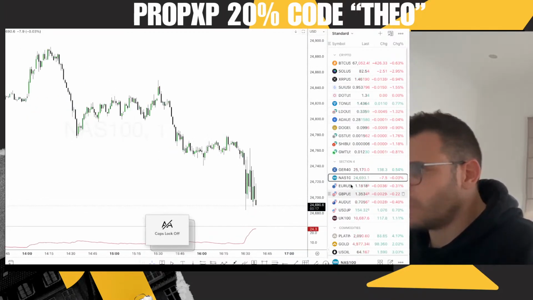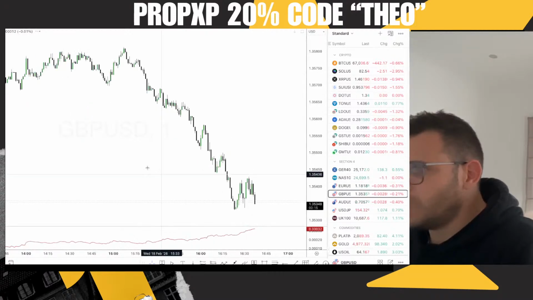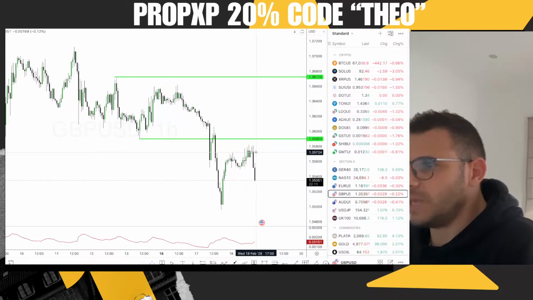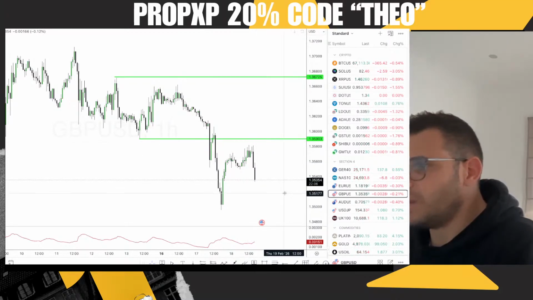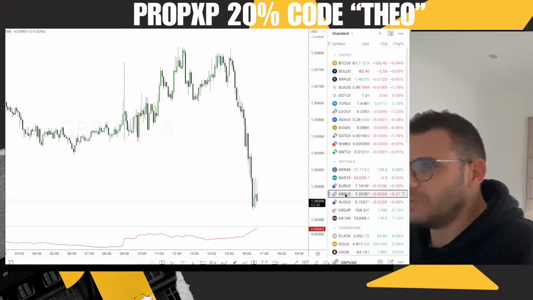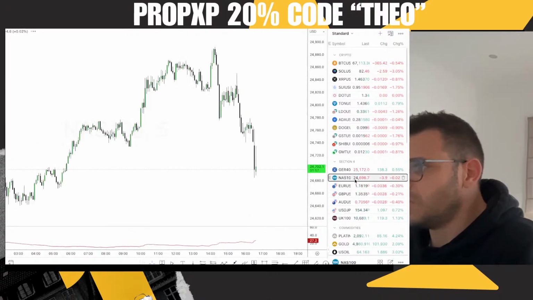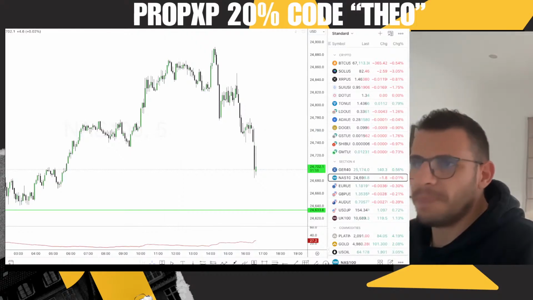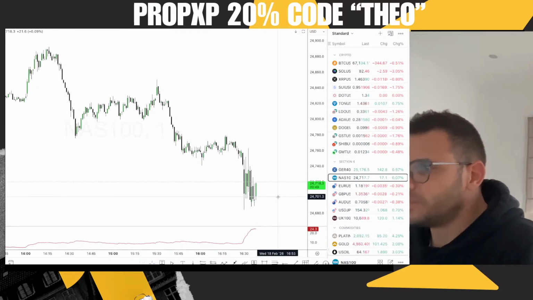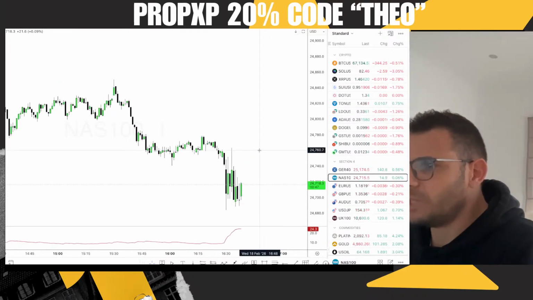Sterling is going down. Yeah, now the CPI appeared on the charts. That was the sterling versus the US dollar. Now I'm back on the Nasdaq. That's the 5 minute. On the 1 minute chart.